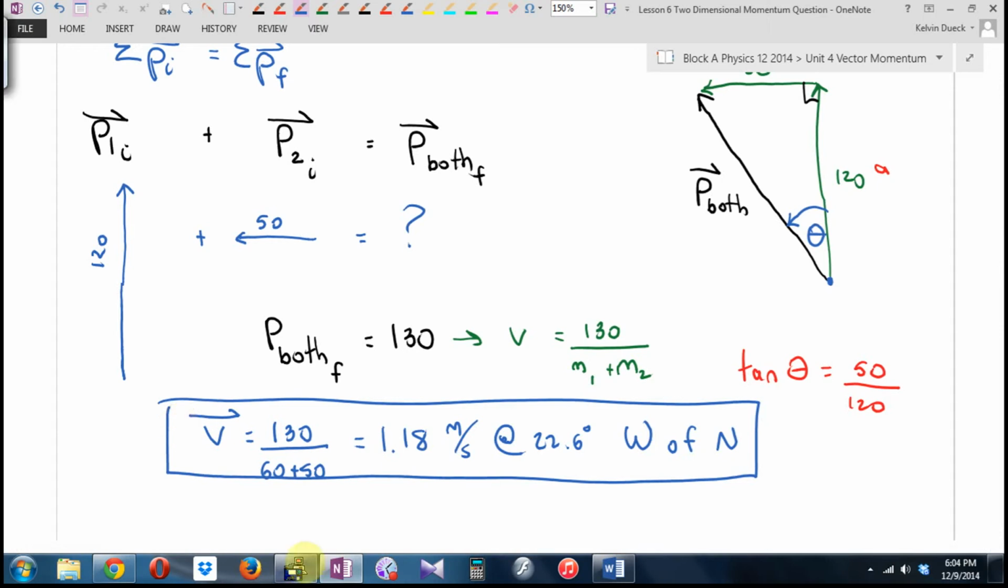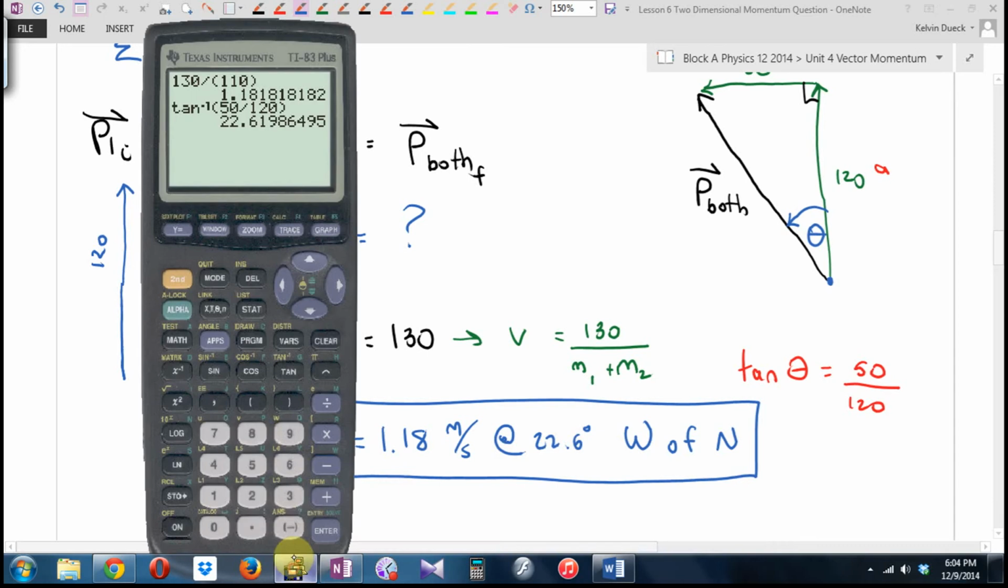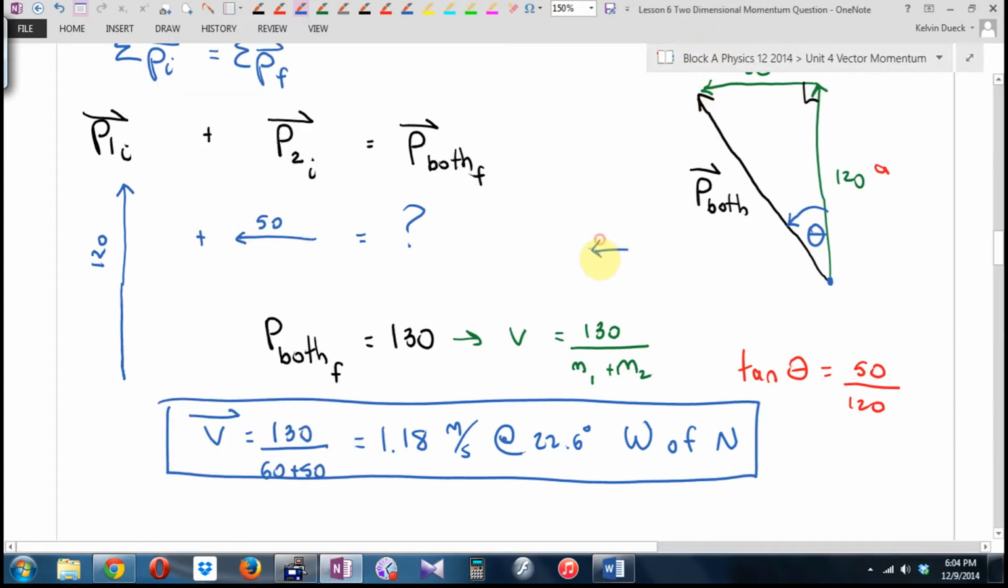Also, instead of 22.6 degrees west of north, I would also accept 90 minus that. I would accept 67.4 degrees north of west. That would mean you drew the 50 first, and then you added the 120. If you did that plus that to get that, this would be your theta right there, and I would accept that as well.